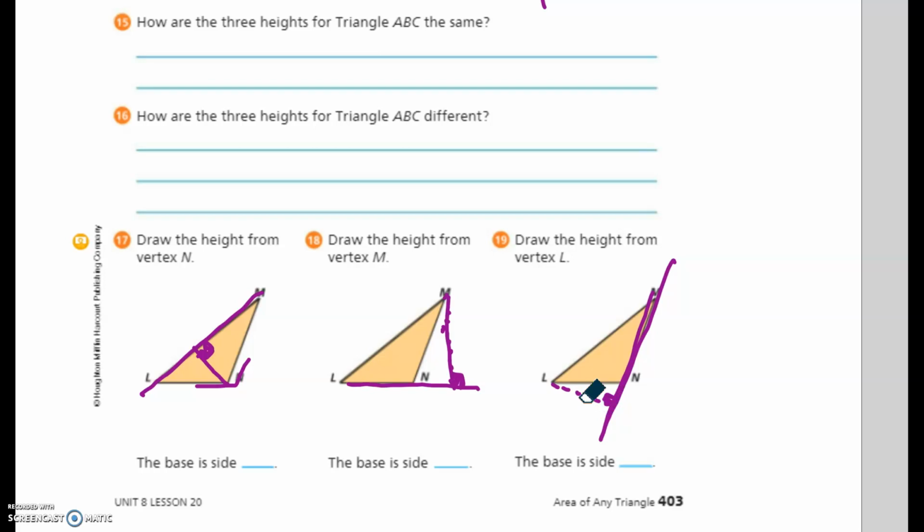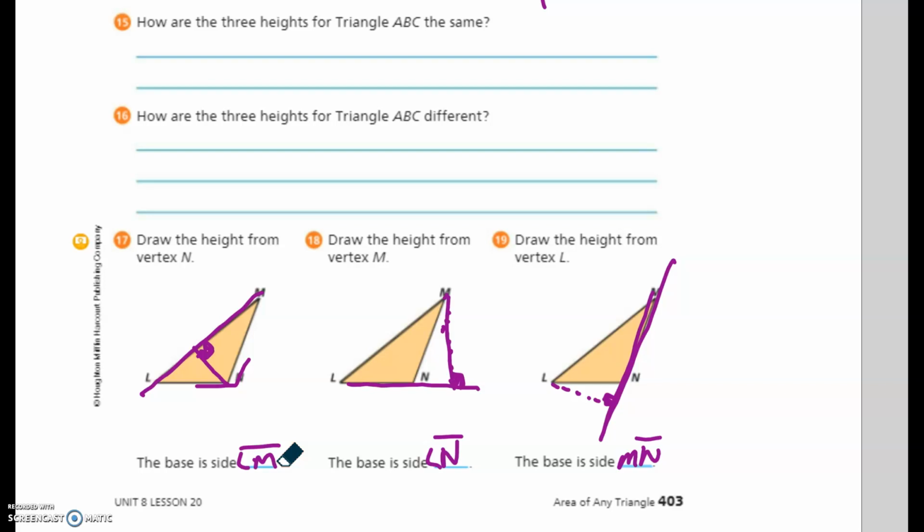Okay, so here the base side is LM because it's opposite the N. Here it's opposite the M, so it's LN, and here it's opposite the L, so it's MN. We could write it like that. We'll talk about writing line segments later on in a future lesson.